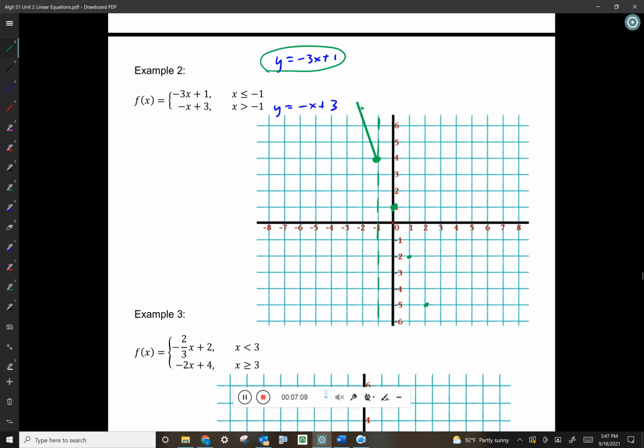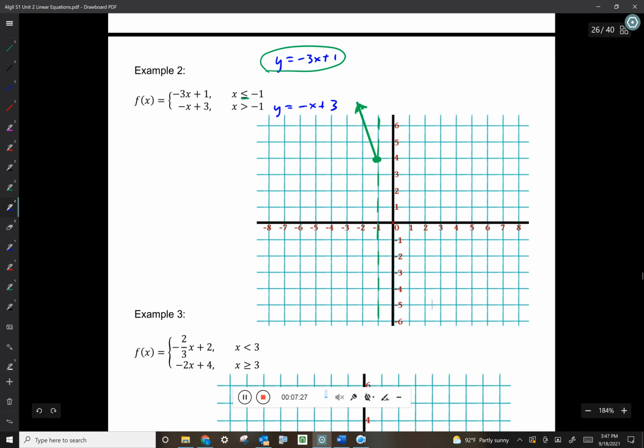And notice because it said I wanted when y is less than or equal to, that's how I know I want this to be a solid dot right there on the end point. Okay, so now I'm going to look at the other equation.